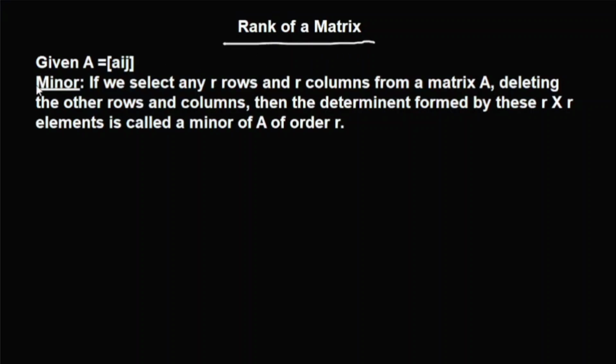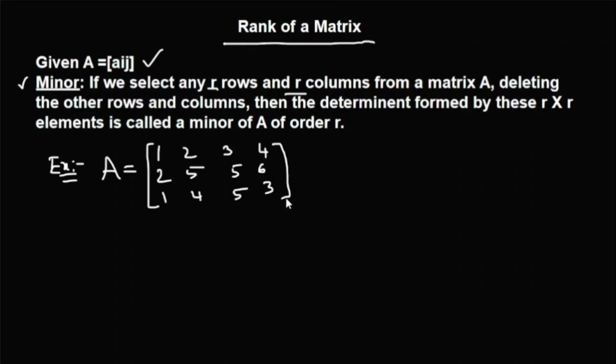Before defining the rank of a matrix, we try to define the concept of minor. You are given a matrix A equal to Aij. How do you define the minor? If we select any R rows and R columns from a matrix A, deleting all other rows and columns, then the determinant formed by these R into R elements is called a minor of the matrix A of order R. For example, suppose this is the given matrix A.